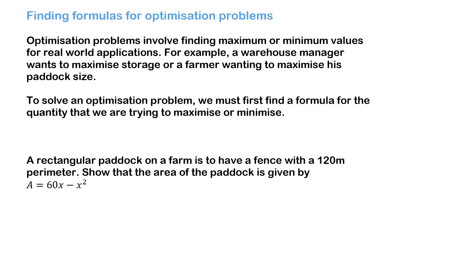So optimization problems involve finding maximum or minimum values for real-world applications. For example, if we had a warehouse manager who wants to maximize the storage of their warehouse, or a farmer wanting to maximize his paddock size. To solve an optimization problem, we must first find a formula for the quantity that we're trying to maximize or minimize, and that is what we're going to focus on in this video: actually finding that formula before we even think about finding the maximum or minimum. We're just talking about finding the formula.